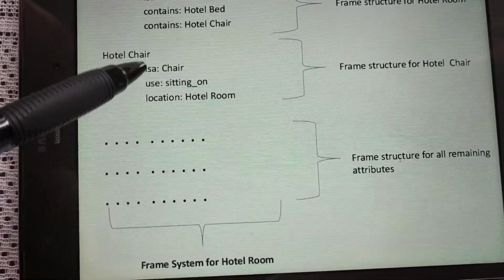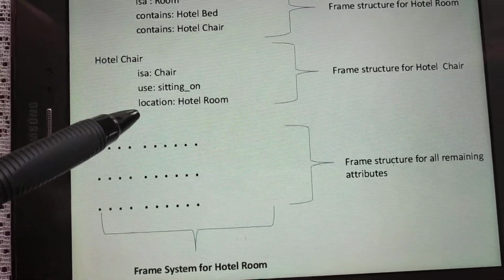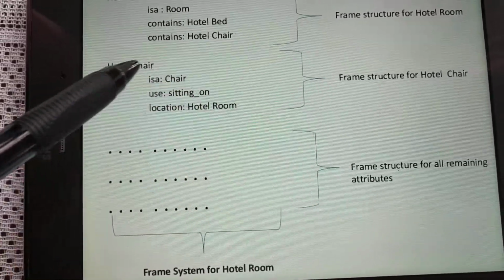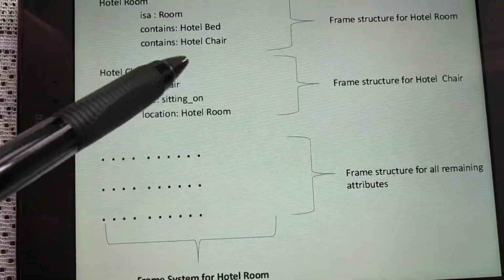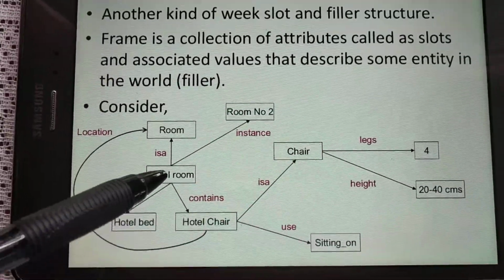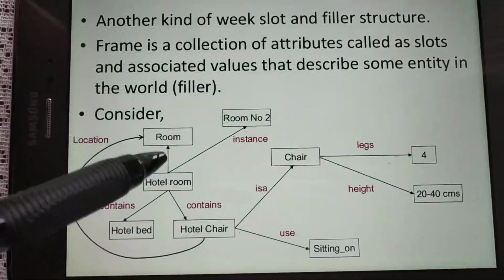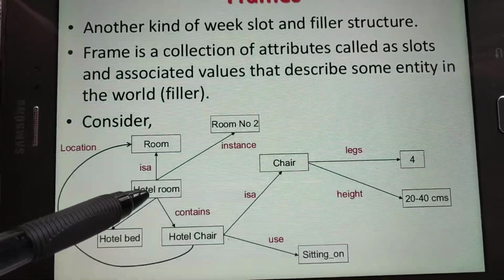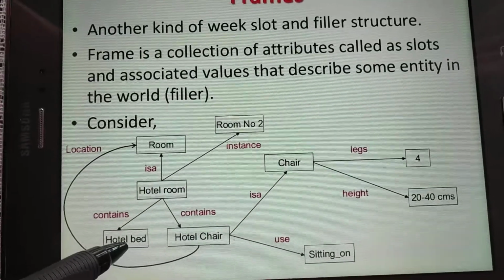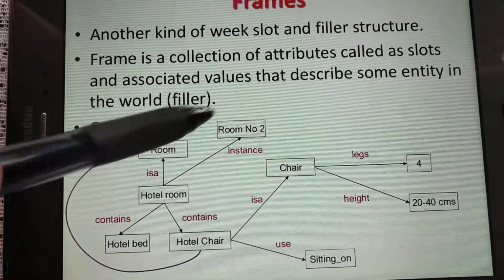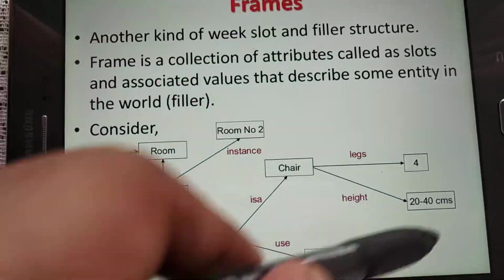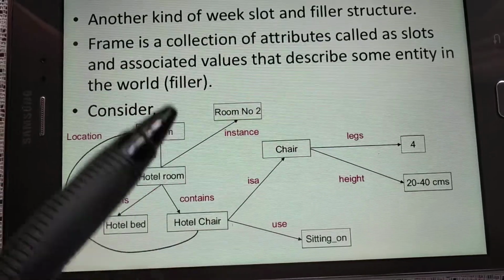So there are only three slots, or only three attributes, and these are the fillers or the values of the attribute. So this determines the frame for the hotel chair, right? I have just shown an example of only two nodes: frame for hotel room, frame for hotel chair. Similarly, you can also write frame for hotel bed, frame for room number 2, chair, sitting on, and all the other nodes that are there in the semantic net.